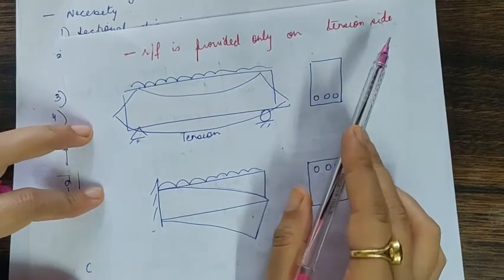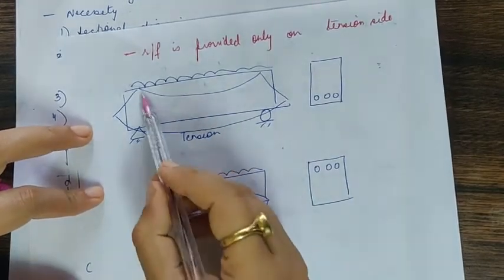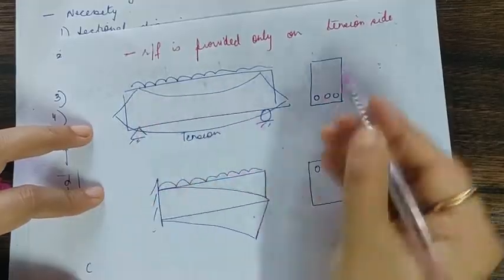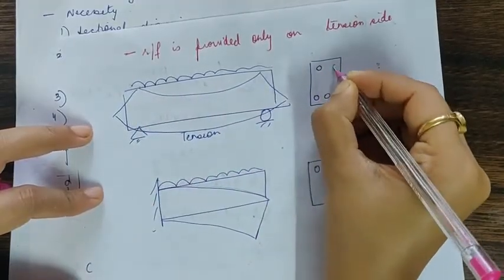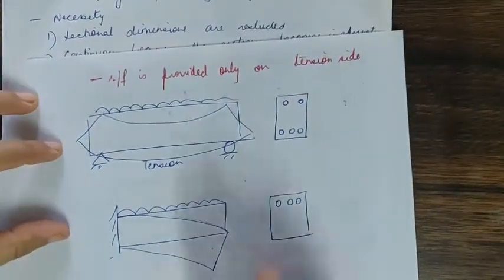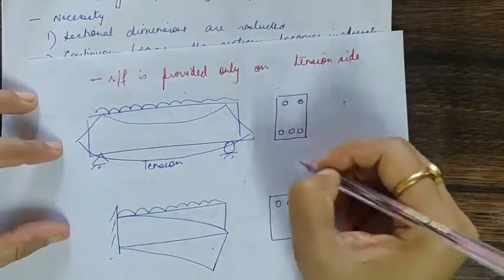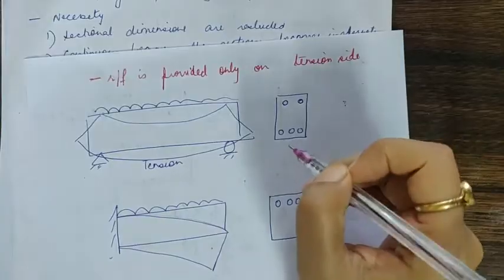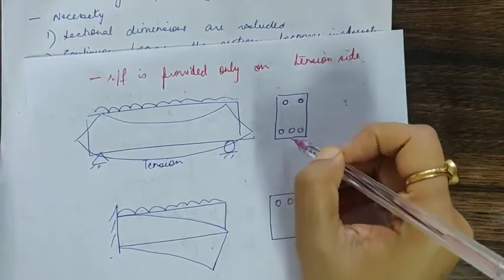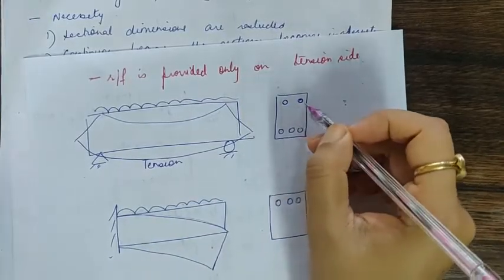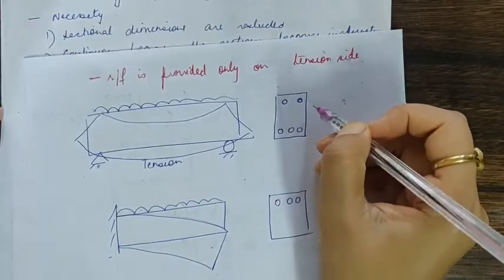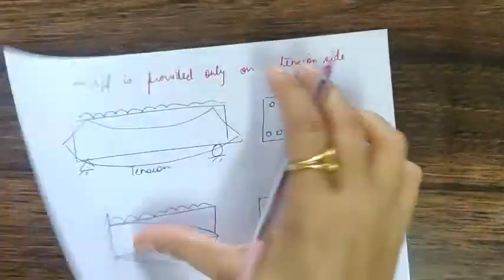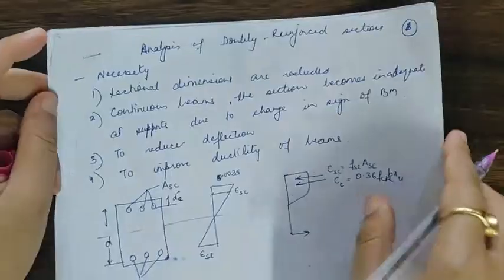So it means singly reinforced beam is the beam in which the reinforcement is provided only on the tension side. Whereas now on the compression side also, if we provide the reinforcement, then we are calling that beam as a doubly reinforced beam. So in doubly reinforced beams, the reinforcement is provided both at the tension side and on the compression side as well.